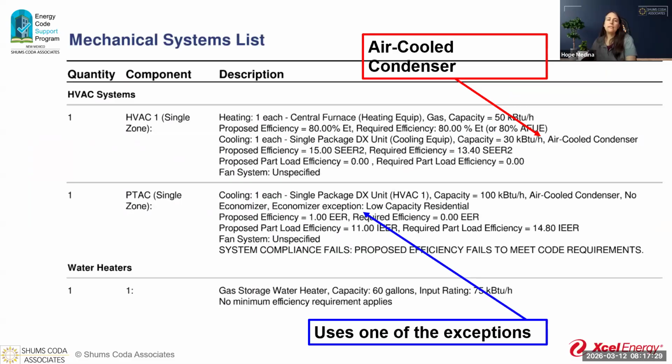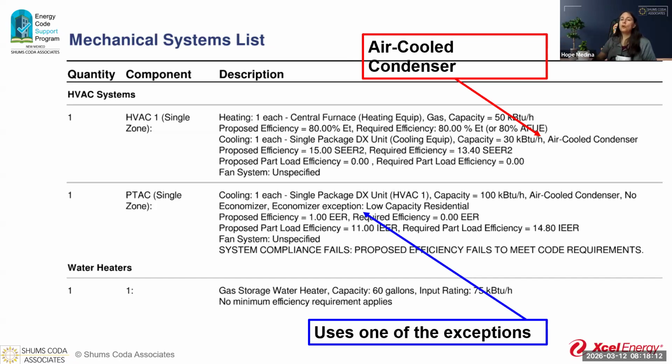Now, in this particular instance here, this one tells us we have an air-cooled condenser. And the really great thing is, if we look at this PTAC one, it also says, here's the economizer, but it says no economizer, economizer exemption, and then it tells me which one they utilize for that exception, which is really important. It's wonderful if you think about it, because it lets us know, hey, this is what we have, this is what they're doing, and they qualify, right? So it's a wonderful, wonderful tool.